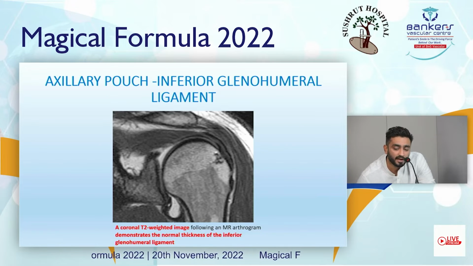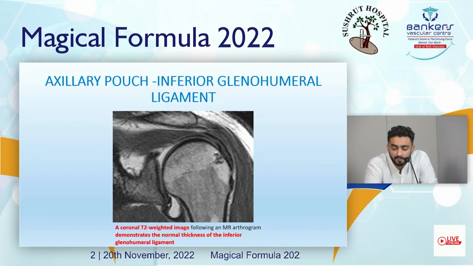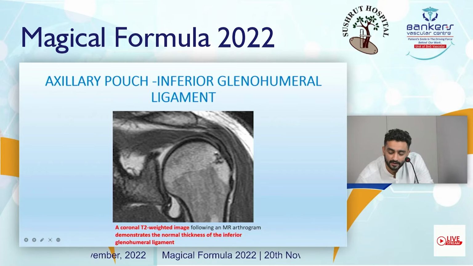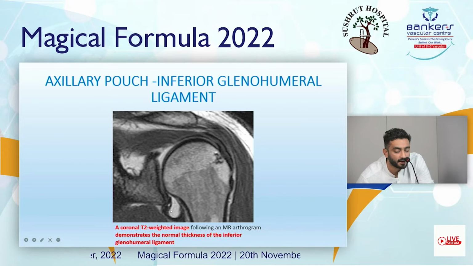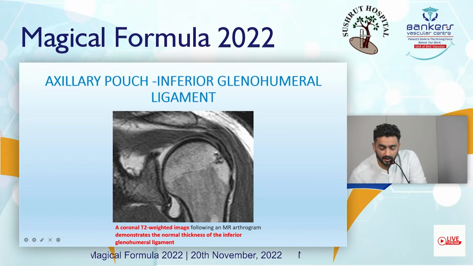Another space which I would like to tell you about is the axillary pouch, which is made by the inferior glenohumeral ligament. This is a T2 arthrogram. You can see a nicely distended axillary pouch here. So there is no thickening. The inferior glenohumeral ligament is less than 3 mm, and if an arthrogram is done, it is nicely distended. So this is how a normal axillary pouch would look.